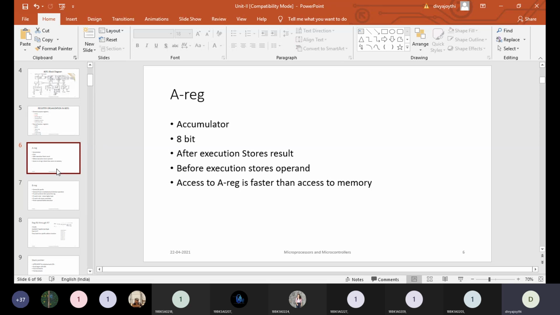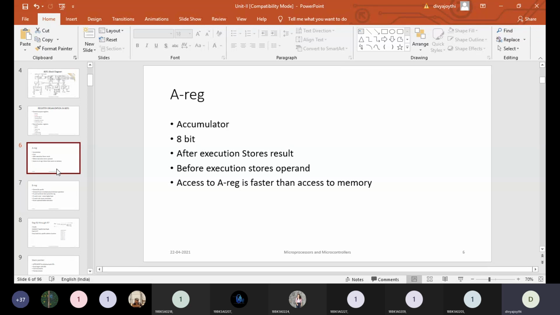It stores the result soon after the execution of each instruction. I keep on saying this particular point so many times. There will be so many intermediate results when you are executing a program, so all those intermediate results will be stored in the accumulator only.